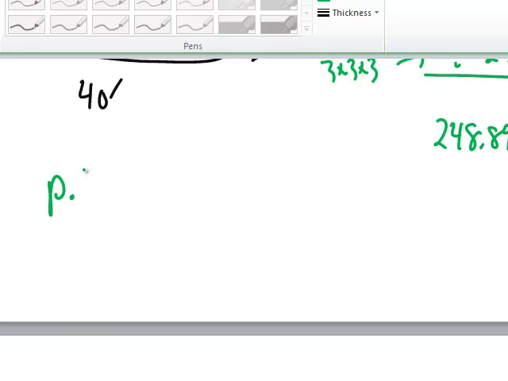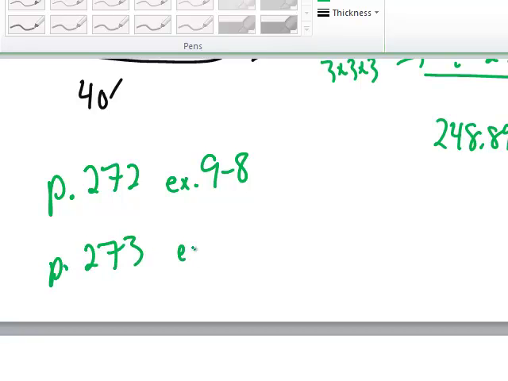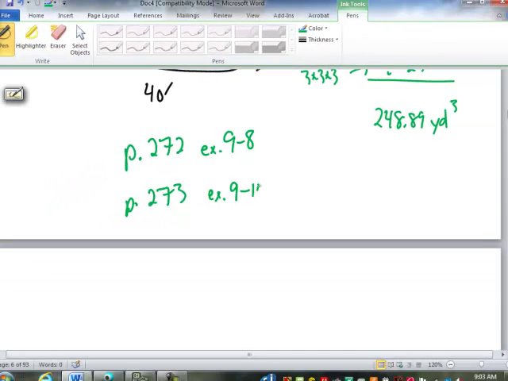Anyway, for you guys, need something to do in your book. Big book, page 272, exercise 9-8, and page 273, exercise 9-10.